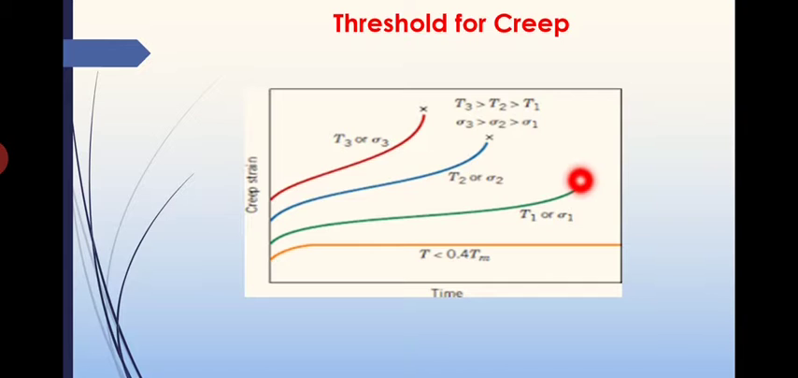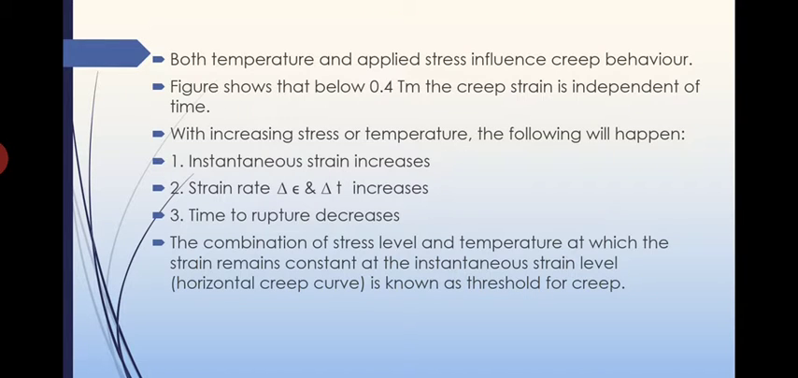But if you go towards this side, what happens if temperature and stress are increased, means within a short period of time the failure will take place. These cross points 1, 2, 3, all represent the fracture points. Okay, so both temperature and applied stress influence the creep behavior. The figure shows that below 0.4 Tm, the melting temperature in Kelvin, the creep strain is independent of the time.